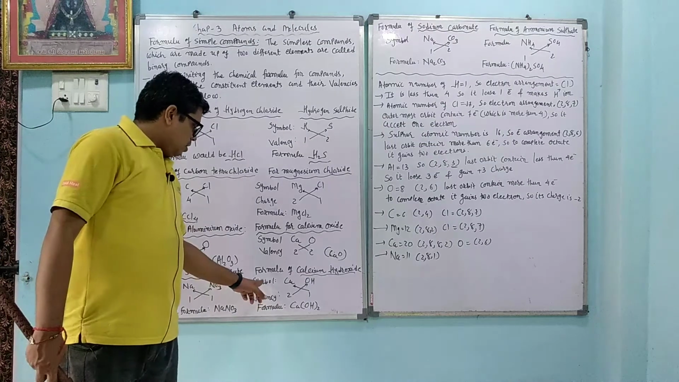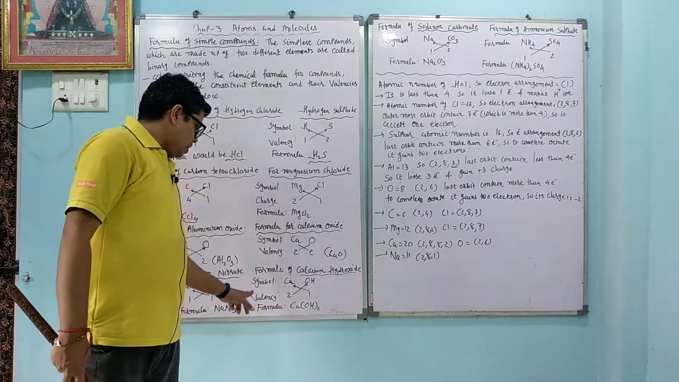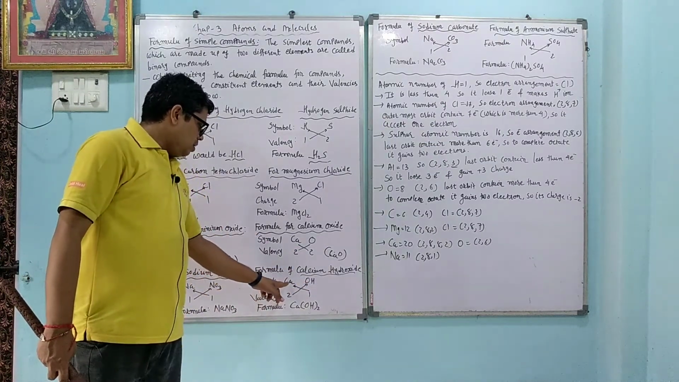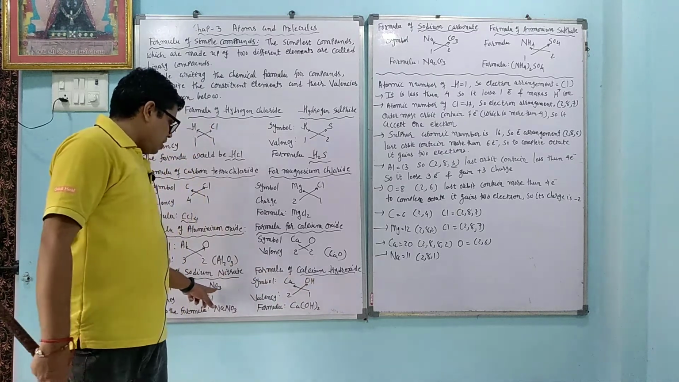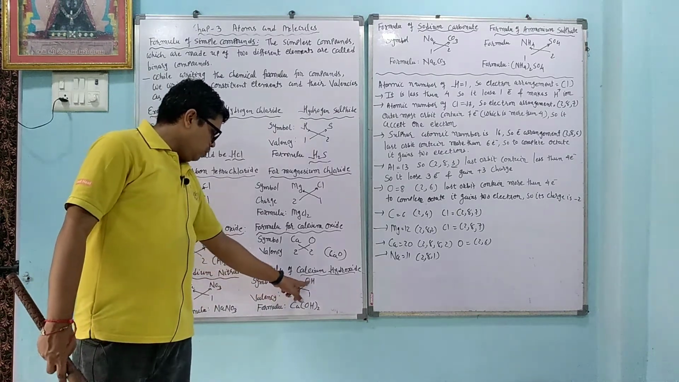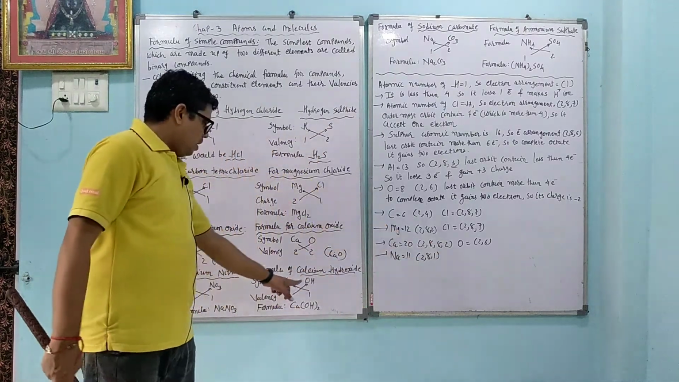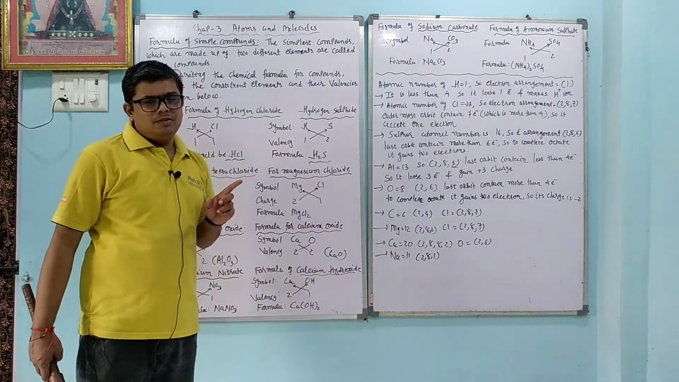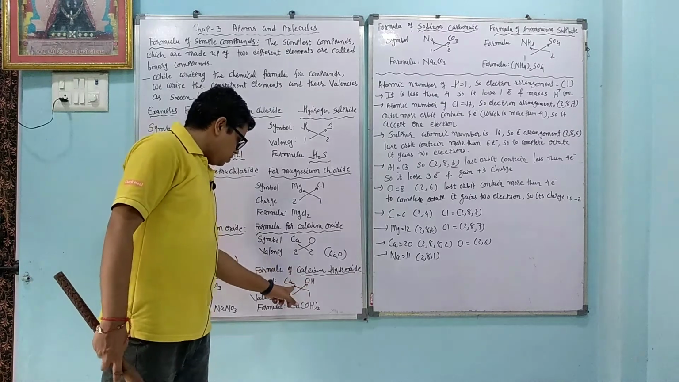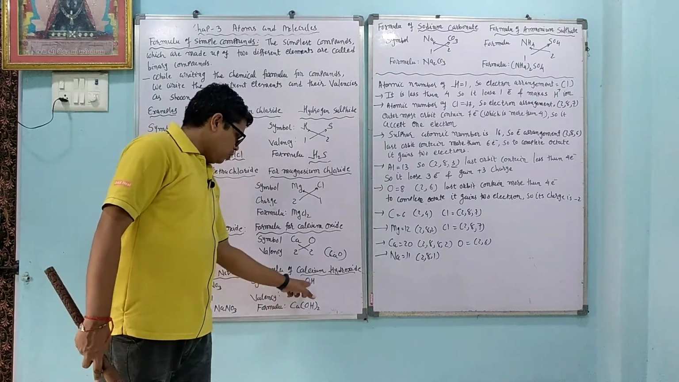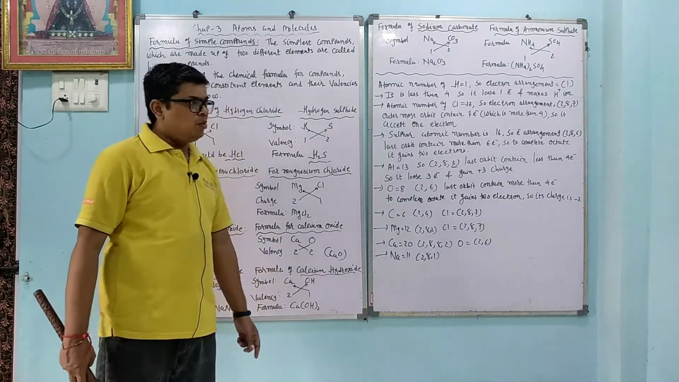Formula of calcium hydroxide. The symbols are Ca and OH. Ca is 2, we know here 2, 8, 8, 2, valency 2. And OH you have to remember that it is 1. Cross multiplication. So Ca is 1, we are not writing it, but OH is 2 times, so we write OH in brackets twice.